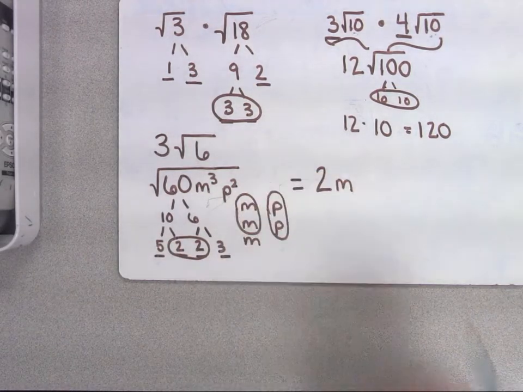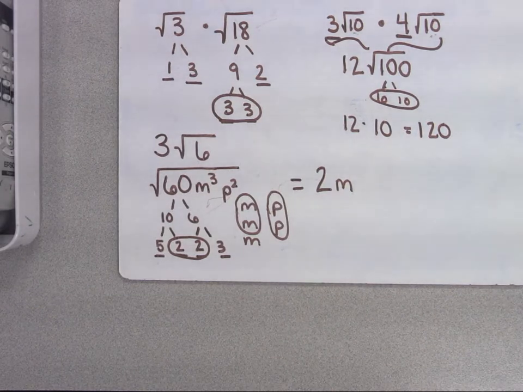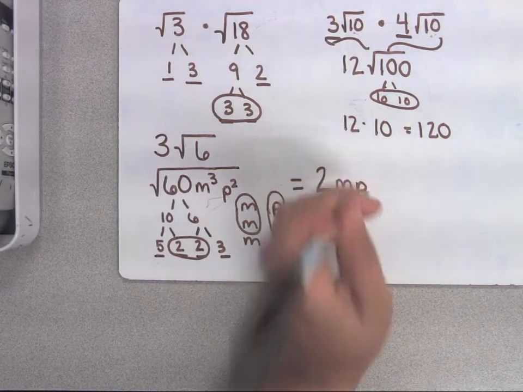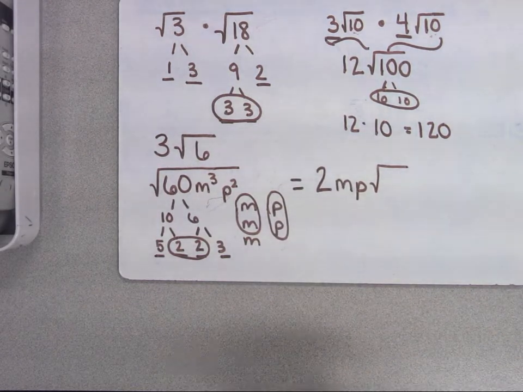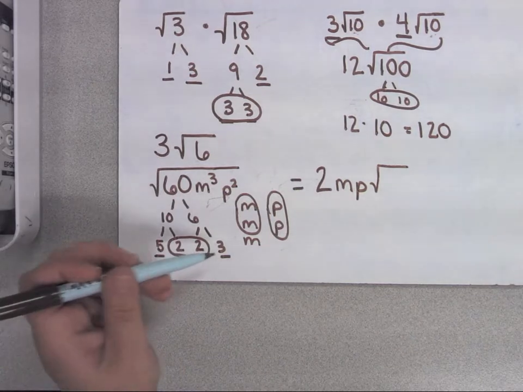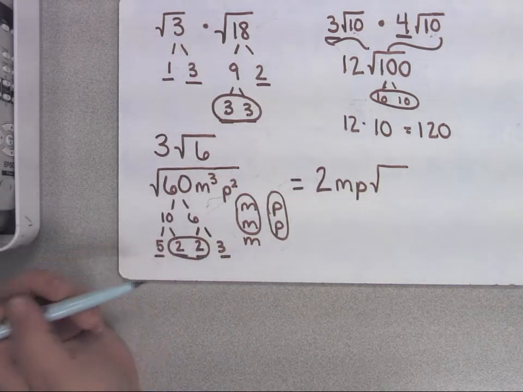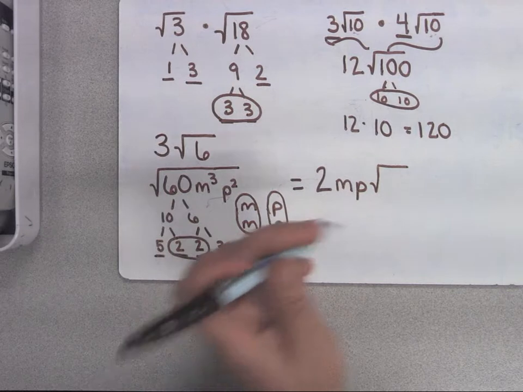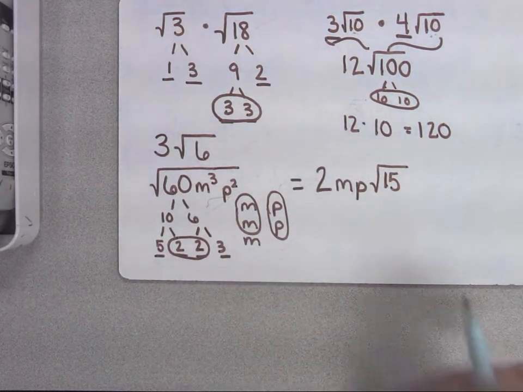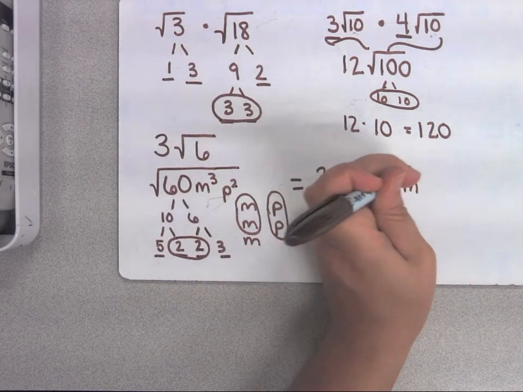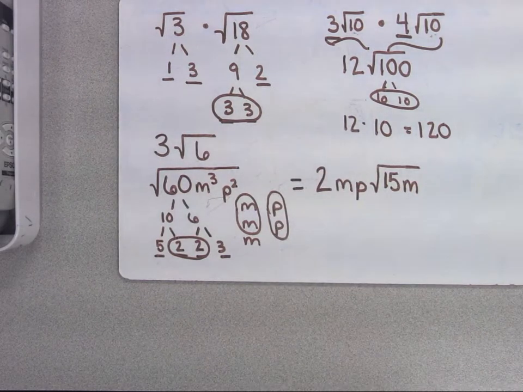No, I only have 1 circle of M's. 1 circle of M's, so I put 1 M. And how many circles of P's? Okay. Now, what is going to go underneath my radical sign? Go to everything that's not circled. What numbers are not circled but underlined? What do I do with 5 and 3? So I get any variables that are not circled. 1M. Make sure that covers the whole thing.